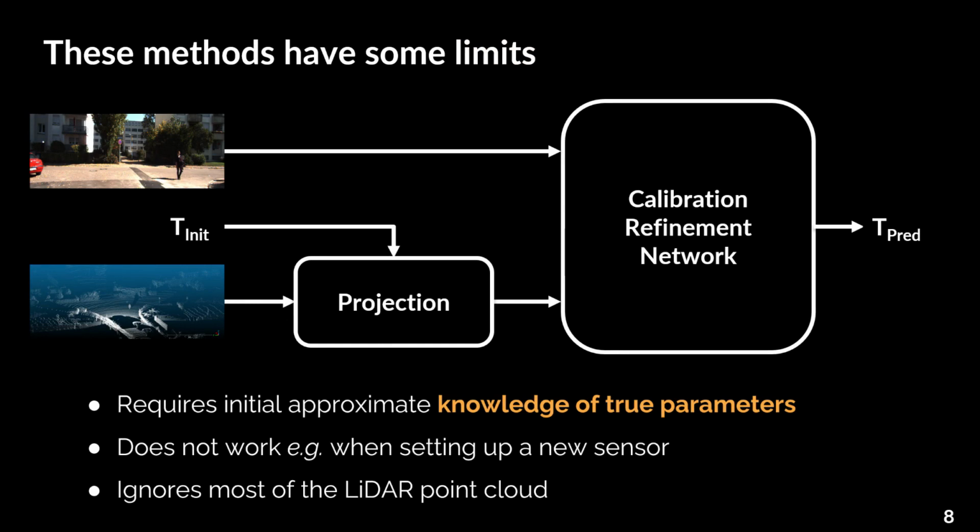In this simplified illustration, I wanted to highlight the projection step, which in my opinion is the most important limit to the current state of the art, because it requires an initial approximate knowledge of the true parameters. This limits the field of application to only recalibration, and not full calibration, where we do not have any information about the actual parameters. Finally, by projecting 3D information into 2D, it wastes most of the LiDAR data.